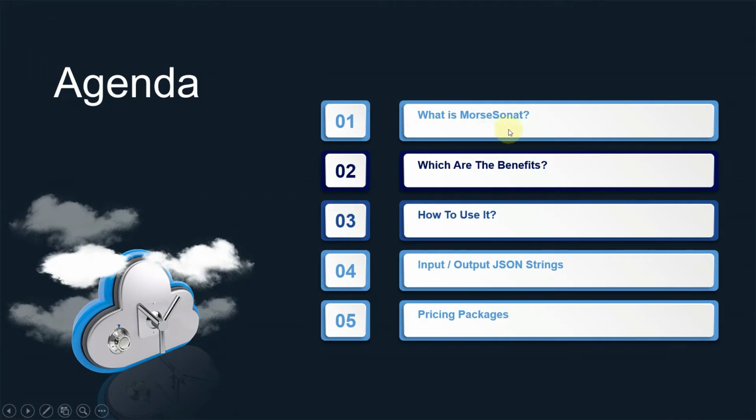Agenda. What is Morse Sonnet? Which are the benefits? How to use it? Input and output JSON strings. Pricing packages.